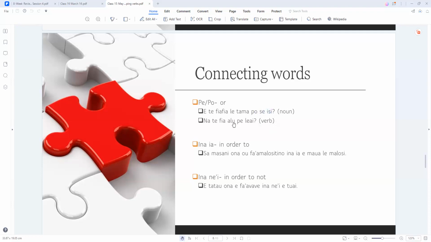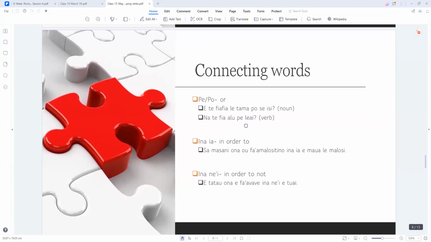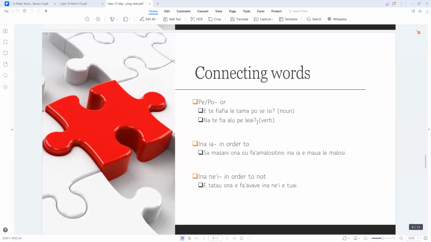Now, when we're talking about a verb, something like this, "Na te fia alu pe leai?" So he wants to go or no? She wants to go or no? Anytime you're talking about a verb or adverb, because in this case "leai" is like not wanting to go, not do this or that, we would say "pe". So that's the difference between "pe" and "po". Noun is going to be "po", and then verbs or action words is going to be "pe".